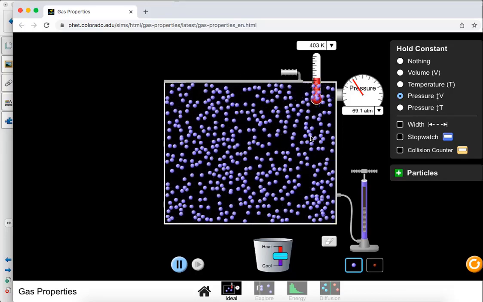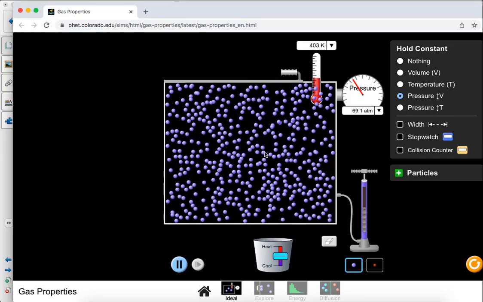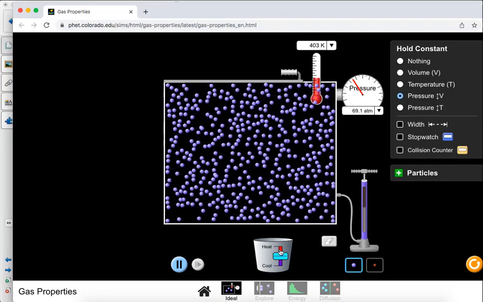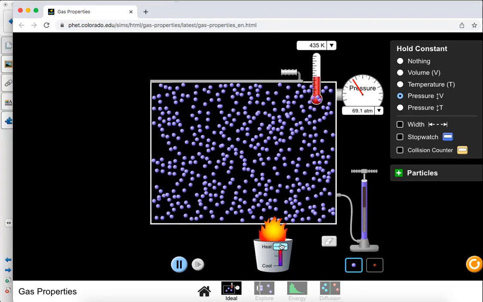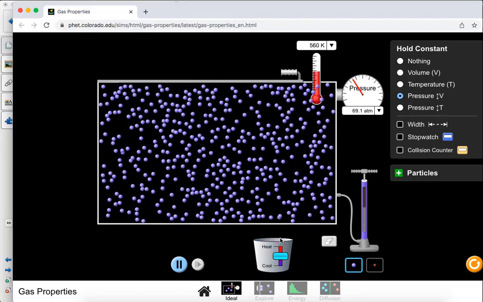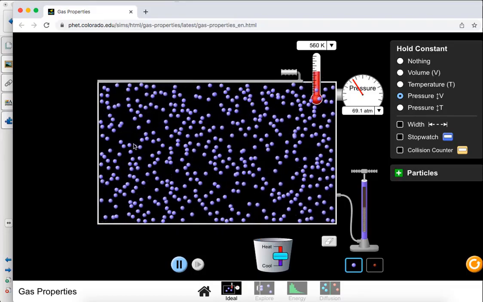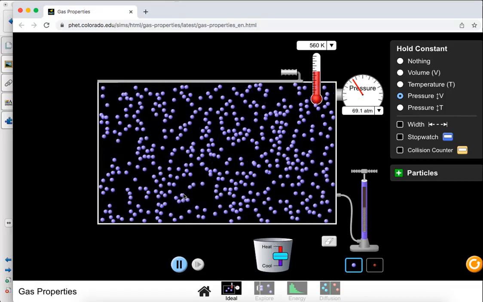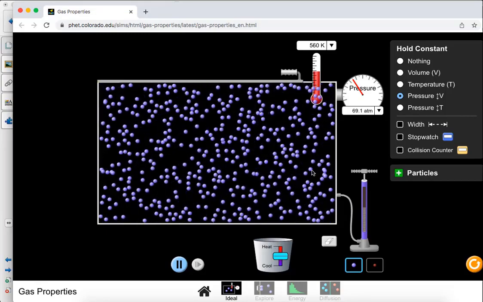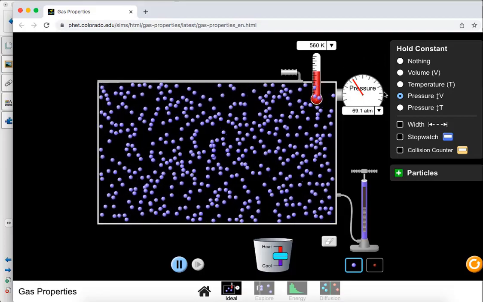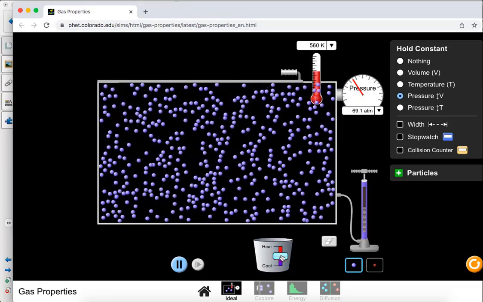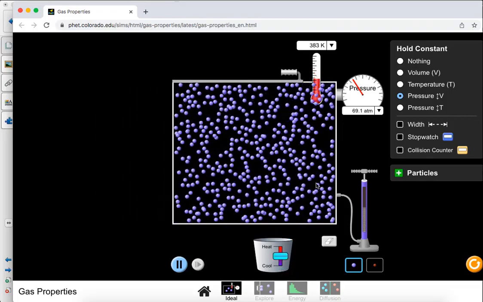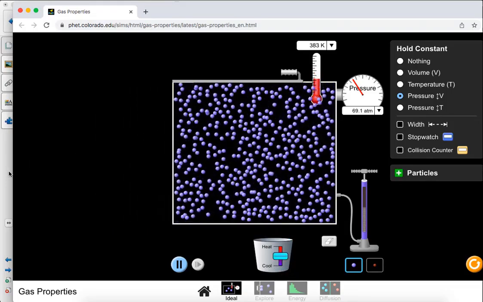This might be a balloon with a gas inside that can expand, or it's a container with a piston that is movable. Let's see. So we want the same amount of collisions taking place, which means as the volume increases, the gas has to heat up in order to move faster to have the same amount of collisions taking place so that the pressure is the same. And if we cool down the gas, you can see the volume decreases so that the pressure stays the same.